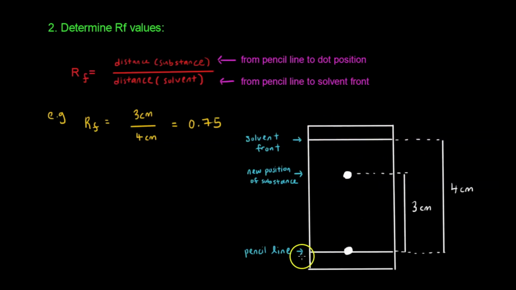And so to determine the distance traveled by the solvent, you just have to take the length between the pencil line and the solvent front. For example, 4 cm here. Then you just plug in the values to find the RF value. In this case, the RF value for this dot in particular, for example dot X, is 3 cm divided by 4 cm, and that will give you 0.75. And there's no units here because the units cancel out each other. And that's all for RF value.